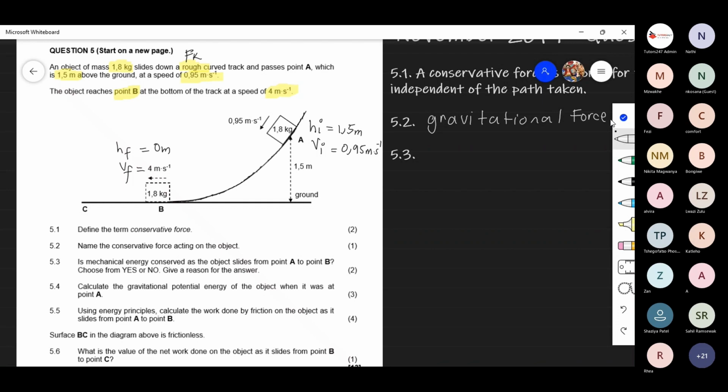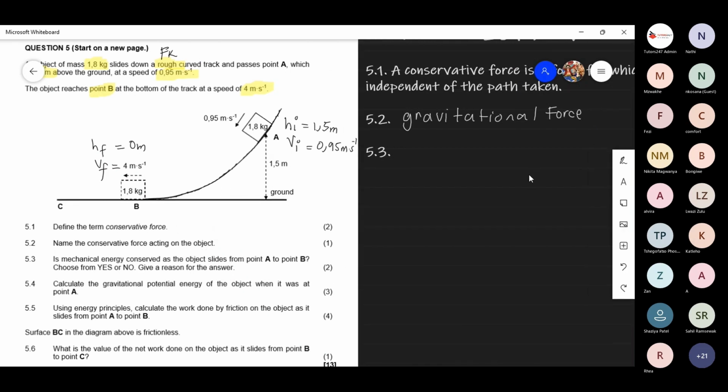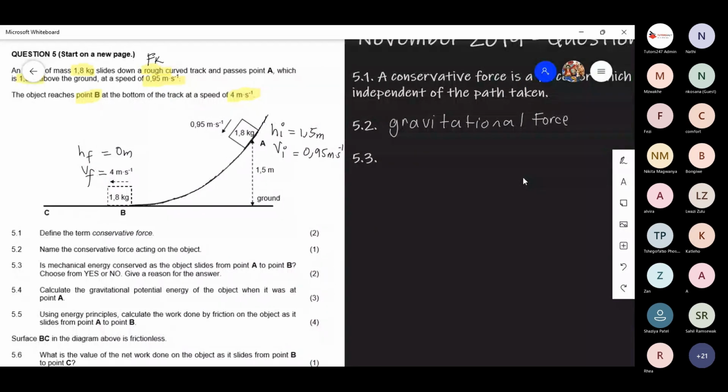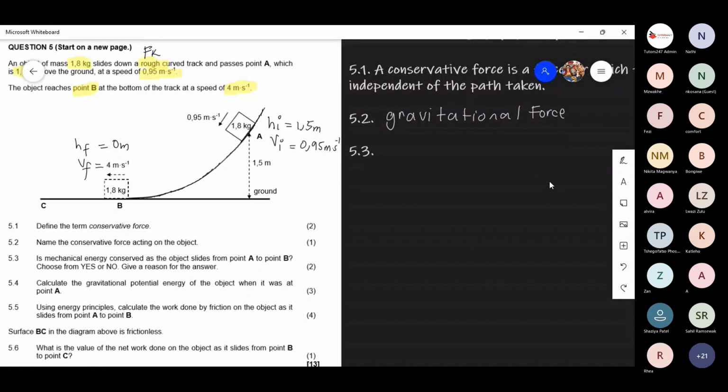Okay. Next we have question 5.3. Is mechanical energy conserved as the object slides from point A to point B? Like I previously mentioned, mechanical energy is only conserved in a system that is free from external forces, or in a system whereby frictional force is 0.